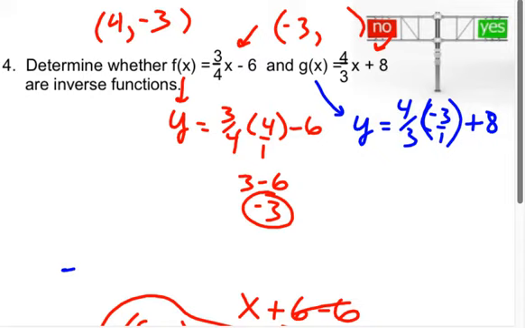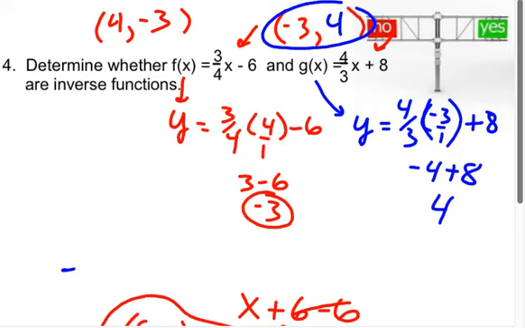We get negative 12 over 3, which is negative 4 plus 8. Negative 4 plus 8 is 4. So there we go, we have two ordered pairs. We start by plugging a number in for x in the first function, and then plugging that y value in for x in the other function. They should be opposites of each other. You can just flip them around. So it does work. They are inverse functions of each other.